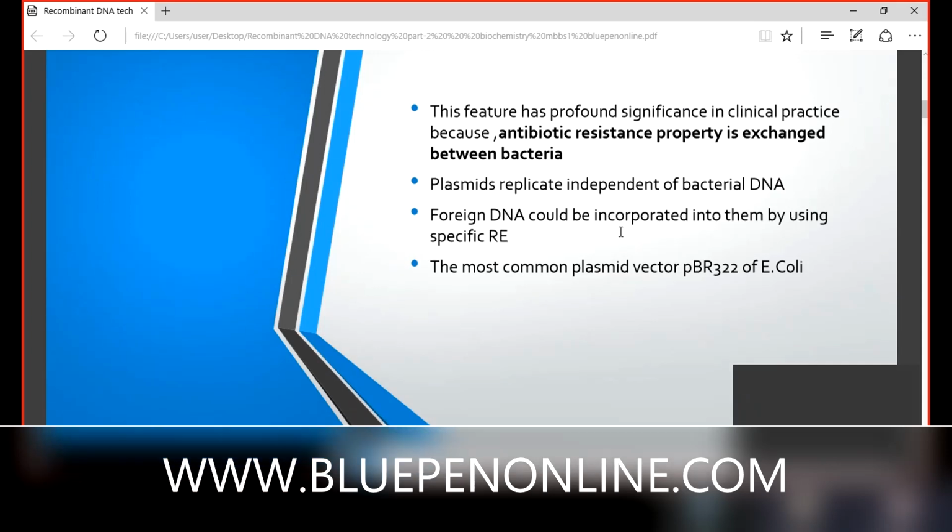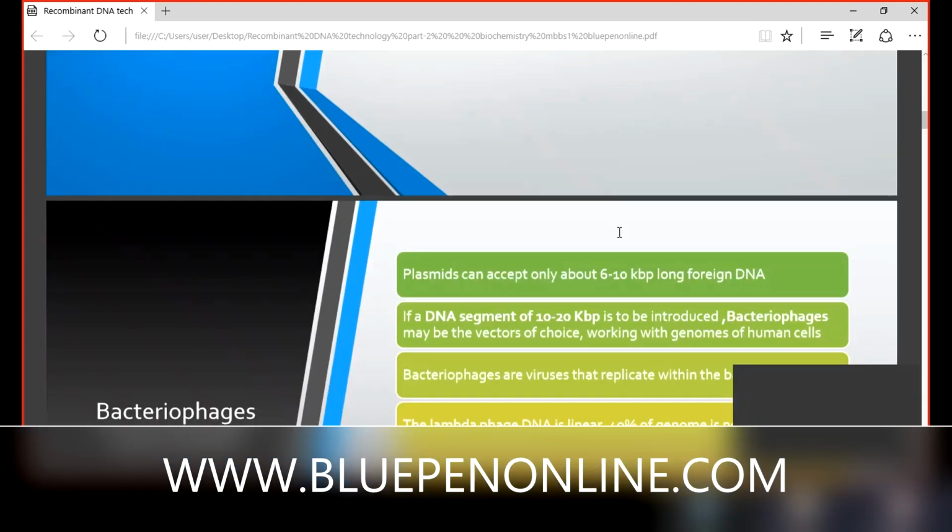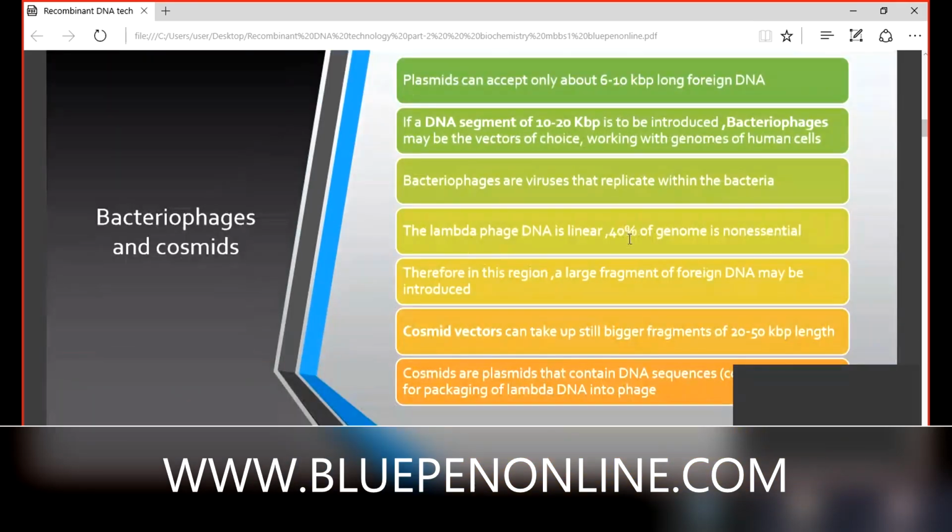Then one more thing: there are some other vectors also present, which are bacteriophages and cosmids. Now we are dealing with vectors. There are three categories. The first category we finished, that is plasmids. The next ones are bacteriophages and cosmids. What is the difference, and at which time do we need bacteriophages and cosmids?